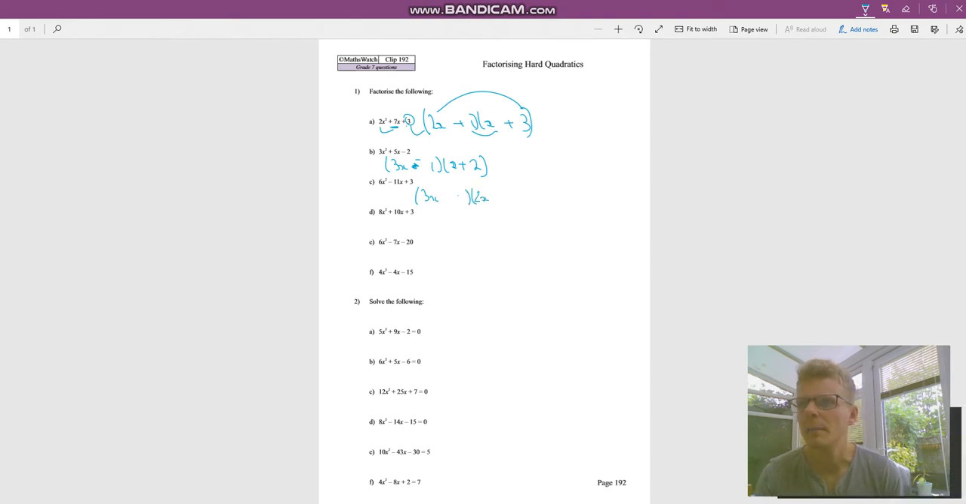Okay, and then I need to make the minus 11x. I need to get quite a large negative number, but I've got positive 3 here. So that's going to make me think that both the numbers, 3 and 1 to make the 3, are going to be negative, because 2 negatives multiply to make a positive. Okay, so let's just stick it in this way around to start with and see if it works, and if it doesn't then we can change it.